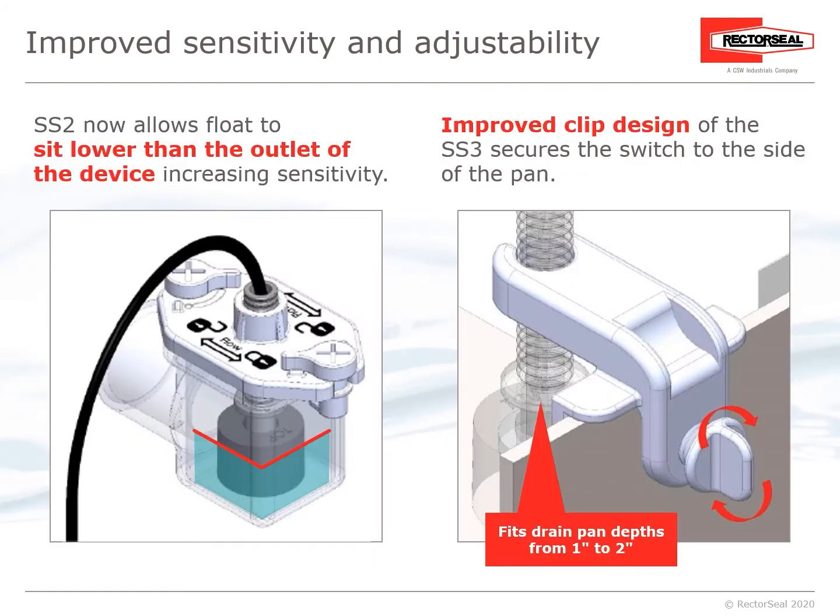The Generation 3 safety switch SS2 now allows a float to sit lower than the outlet of the device that increases its sensitivity. The SS3 has an improved clip design that secures the switch to the side of the pan. It can fit in drain pan depths from 1 inch to 2 inches.